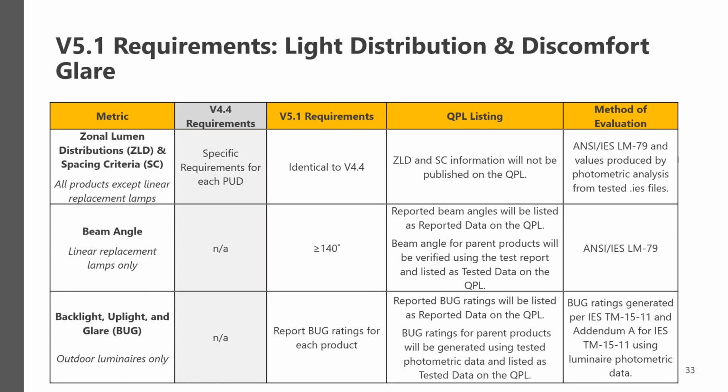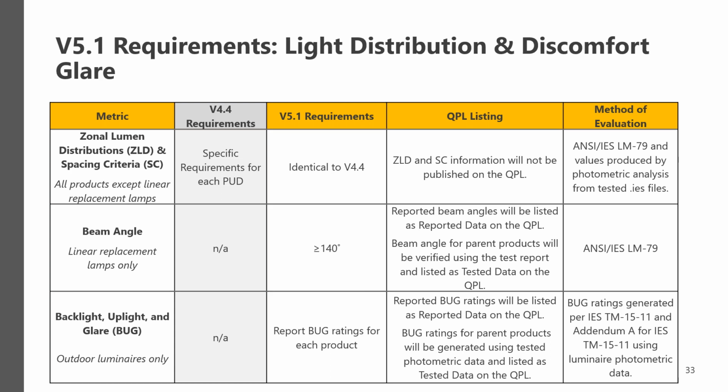All linear replacement lamps will need to demonstrate a beam angle of at least 140 degrees. And in terms of QPL listing, the beam angles are to be reported on the application form and will be listed as reported data on the QPL. In addition, beam angles for parent products will be verified by the DLC using the LM79 test reports and listed as tested data on the QPL.